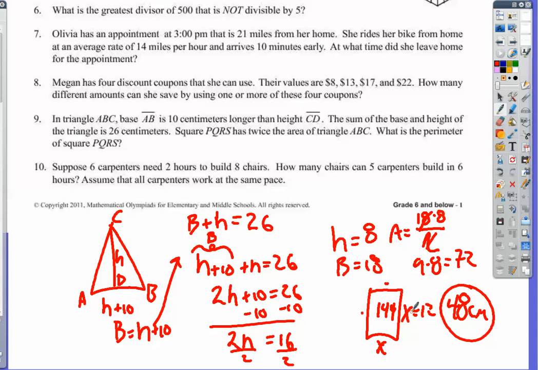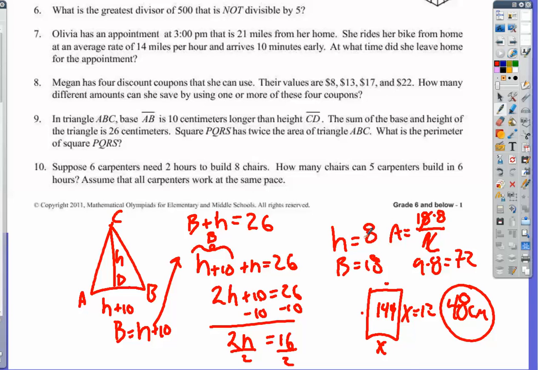Sorry that was so fast. So I'll go over it again. So I said the base is equal to the height plus 10. So here's our height. Then it said the base plus the height was equal to 26. Well, if the base is equal to the height plus 10, instead of writing base, I can write height plus 10 plus my height is equal to my 26. So I have two H's. H plus H is 2H plus 10. So then that means 2H has to equal 16. That means H has to equal 8.